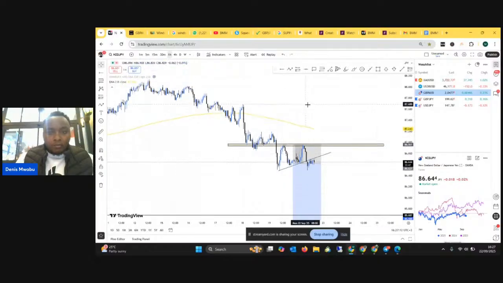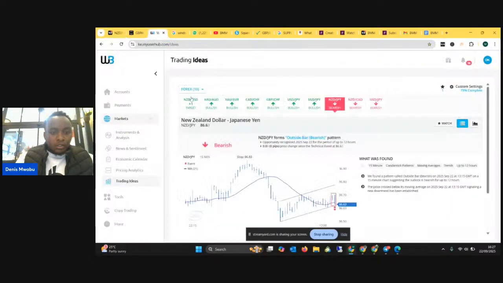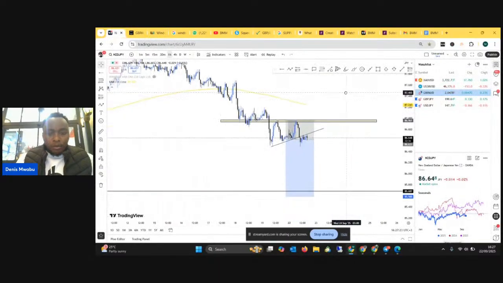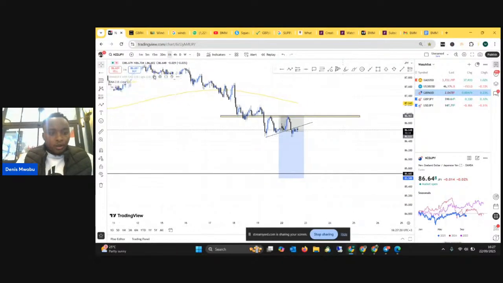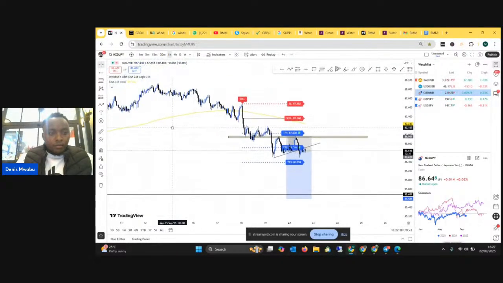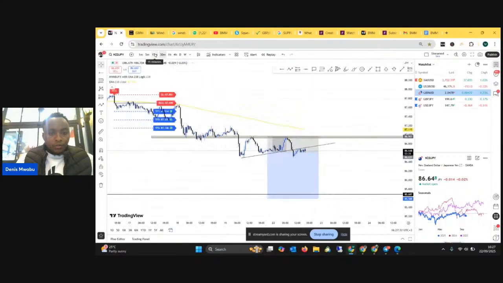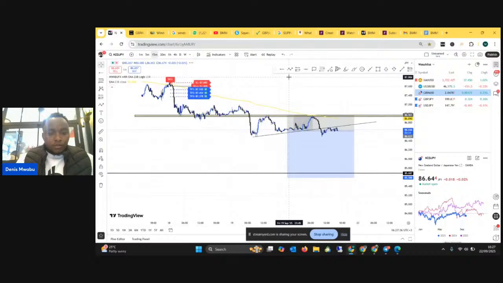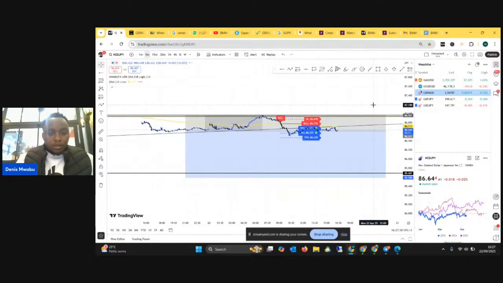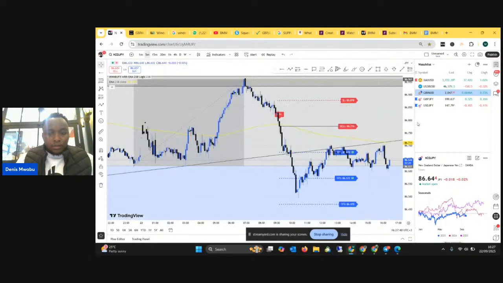NZDJPY is telling us that you are bearish. We have an outside bar bearish pattern. Looks like I'm in agreement. Let's see what this is on the 15 minutes time frame. Okay, on our 15 minutes time frame, I think this one on the 5 it will give us something.